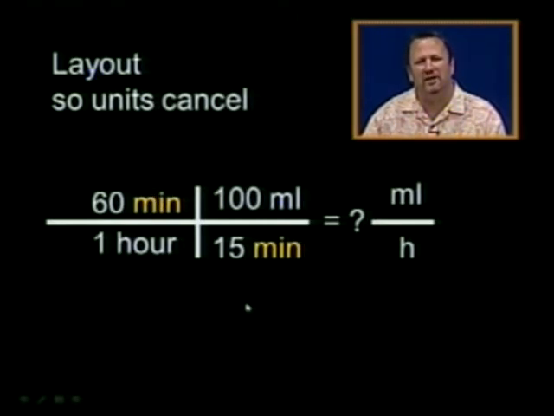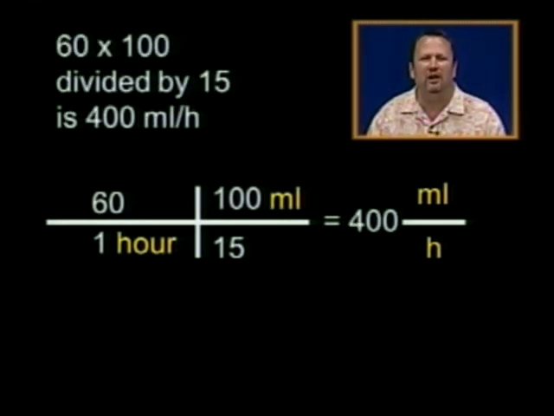Notice a minute over a minute is equal to 1, and that makes the minutes disappear from the equation. And I'm left with milliliters per hour. That was the question, how many milliliters per hour. And so I made the minutes unit cancel out, and the answer will be 60 times 100 divided by 15, and that is 400 milliliters per hour.